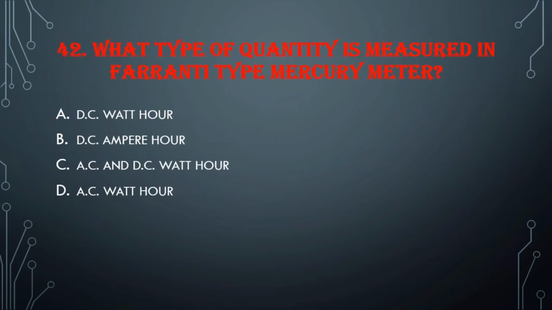The next question for you all, my friends, is that what type of quantity is measured in Faraday type mercury meter? The options are A. DC watt hour. B. DC ampere hour. C. AC and DC watt hour. D. AC watt hour. And your time starts now.